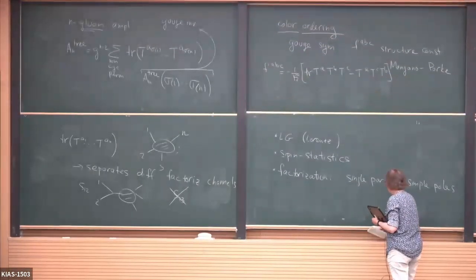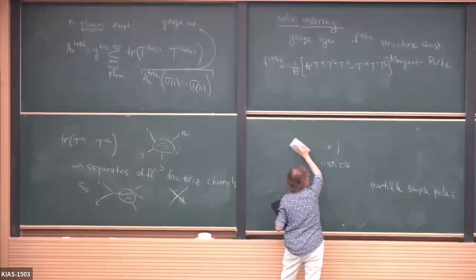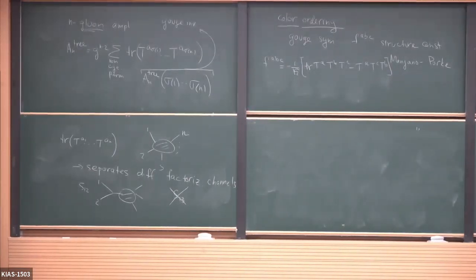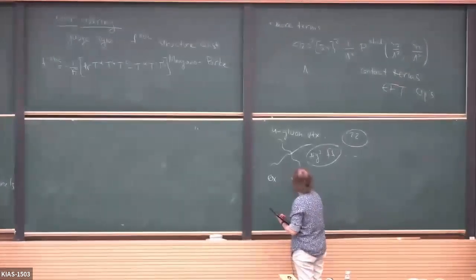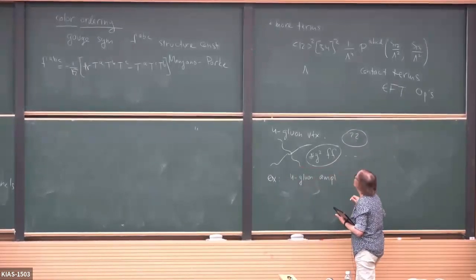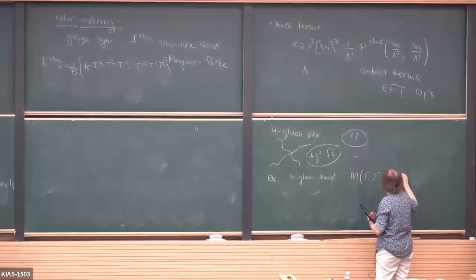Okay, so the exercise that I want you to do now is the following. So the question we're asking is, why doesn't this guy contribute? So what I want you to do as an exercise is to show, so again, let's consider the four-point amplitude. So we have a four-gluon amplitude, the one that we talked about before. So I have M(1^-, 2^-, 3^+, 4^+).